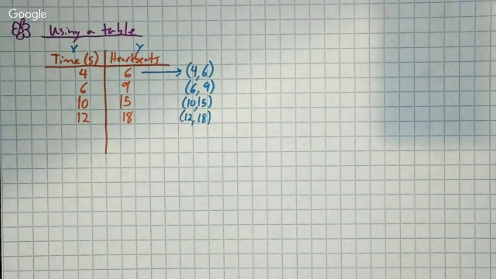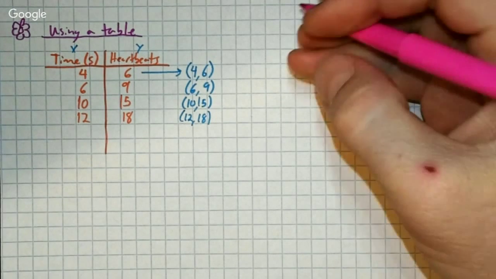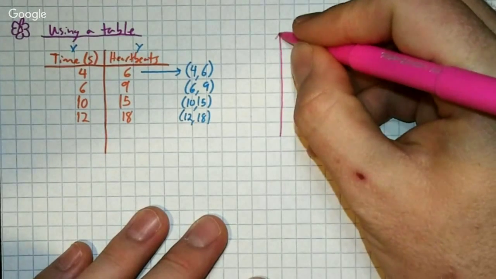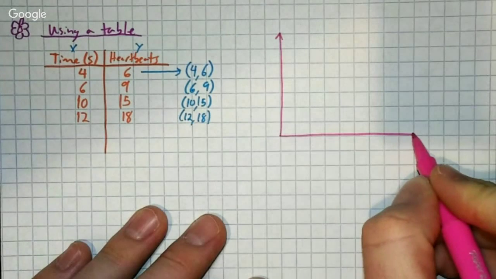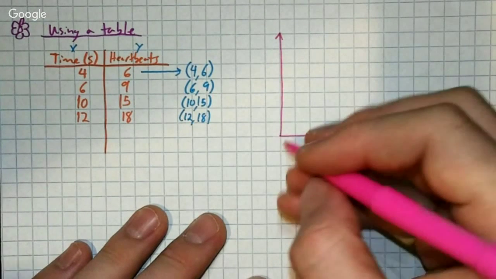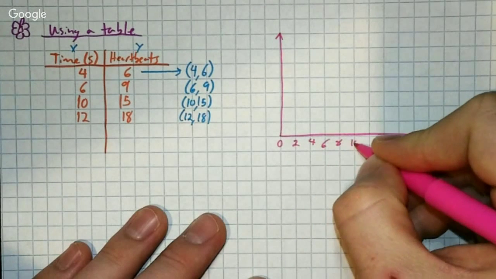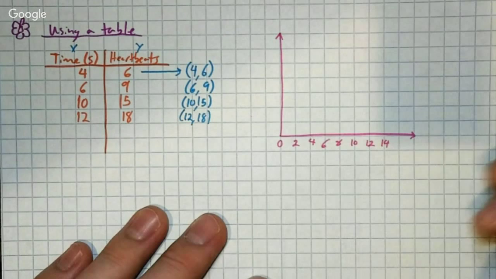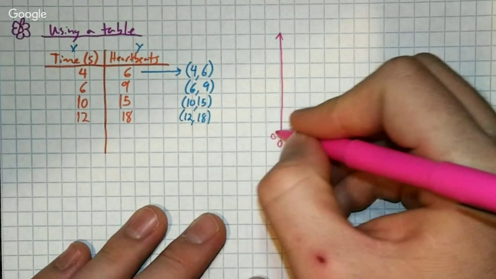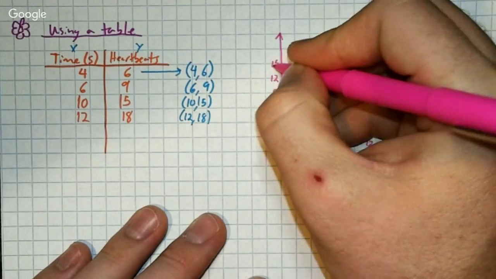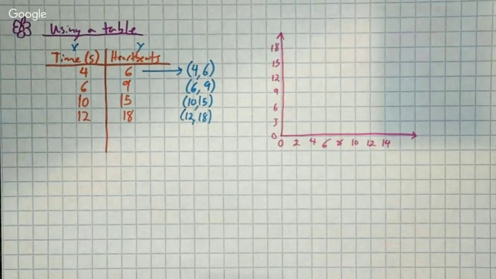Now we can go ahead and draw our graph. Our x will go by 2s. So this is 0, 2, 4, 6, 8, 10, 12, 14, and so on. This one will go by 3s: 3, 6, 9, 12, 15, 18, and so on. Okay, and then we just chart the points that we know.